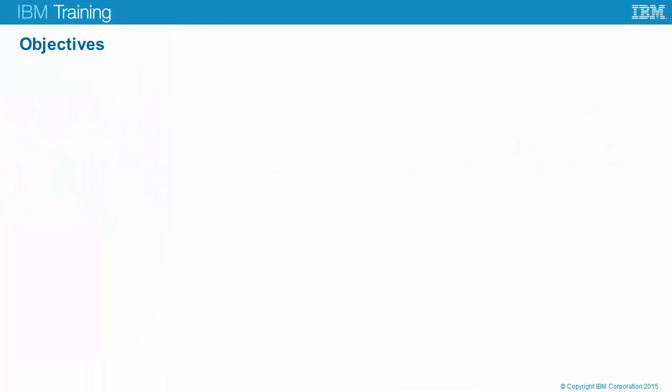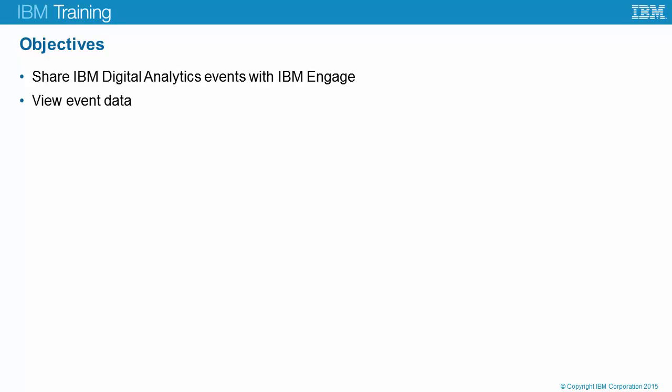In this video, you learn how to use IBM Universal Behavior Exchange, or UBX, to share IBM digital analytics data with IBM Engage. You'll see how that data is stored in Engage and how to use that data in Engage to create queries and automated marketing programs.